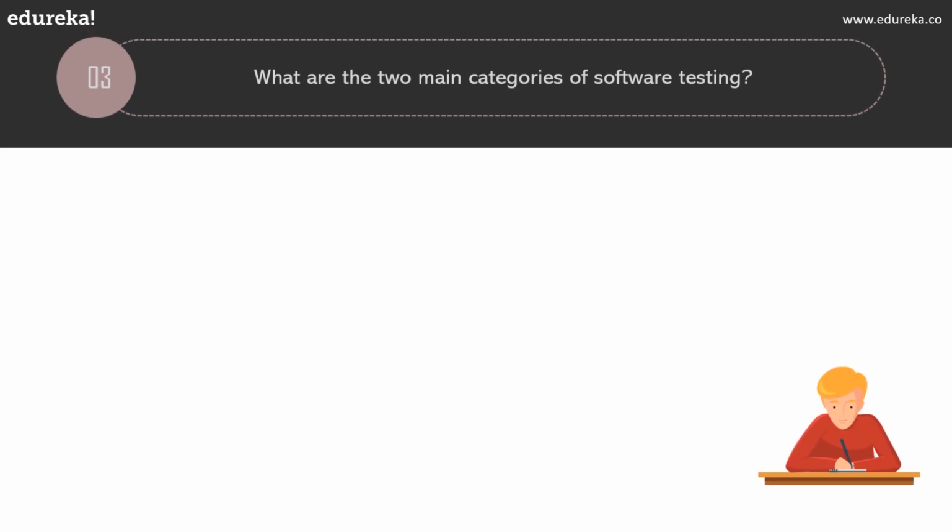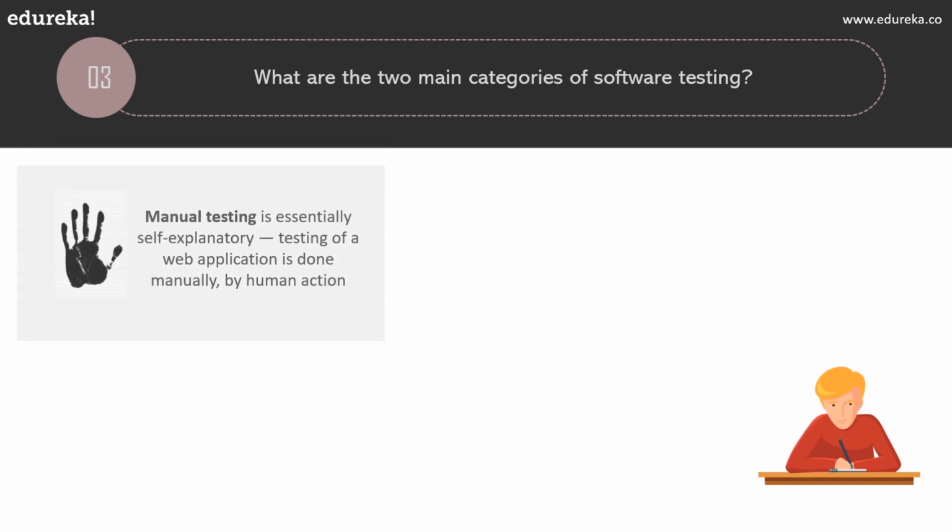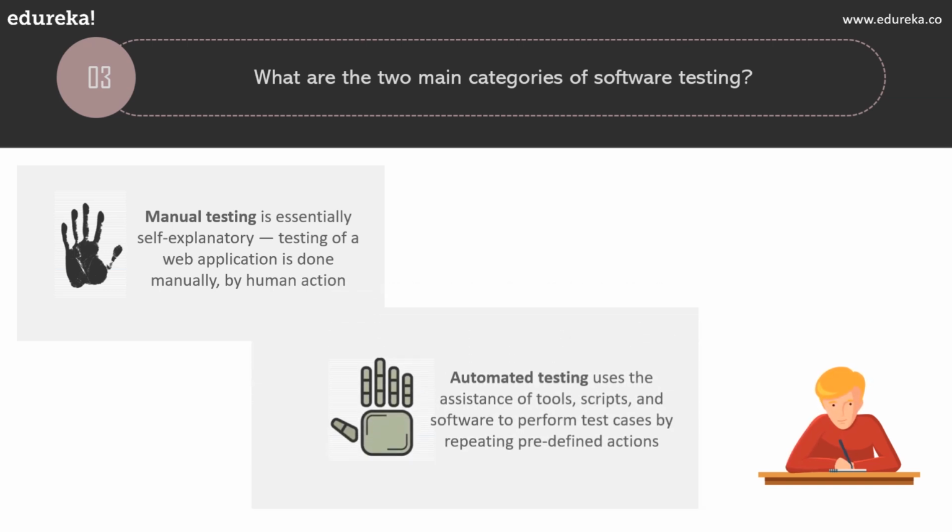Moving on to the next question, we have, what are the two main categories of software testing? Well, software testing can be divided into multiple categories based on different scenarios, but mainly you can divide software testing into two types, which is manual testing and automation testing. So manual testing, it's pretty self-explanatory, which is testing of a web application done by human action. That means someone actually goes on a device to evaluate numerous components like design, functionality, and performance of the application.